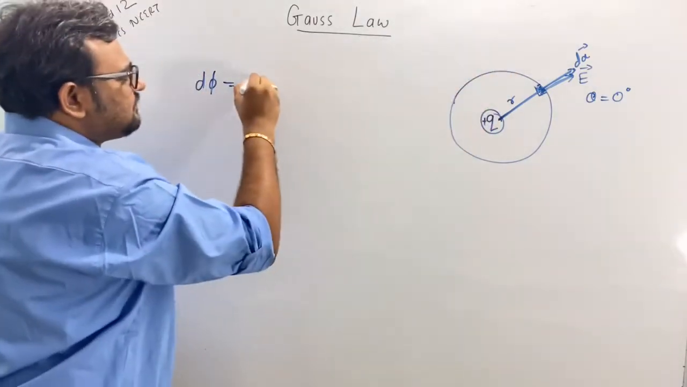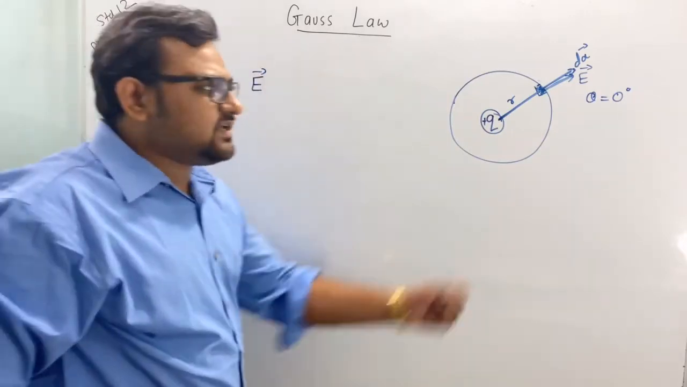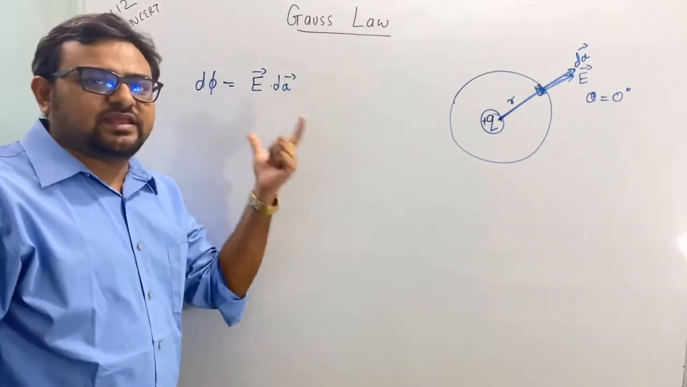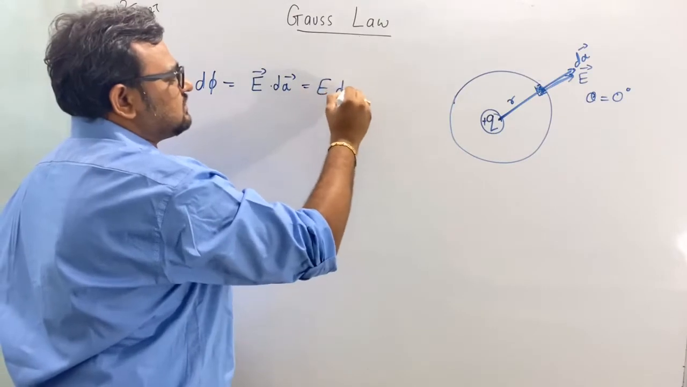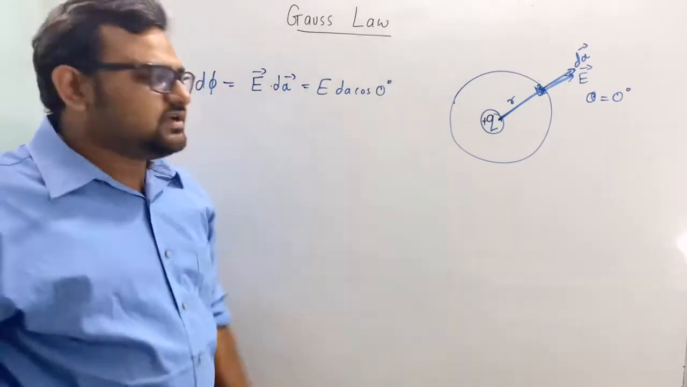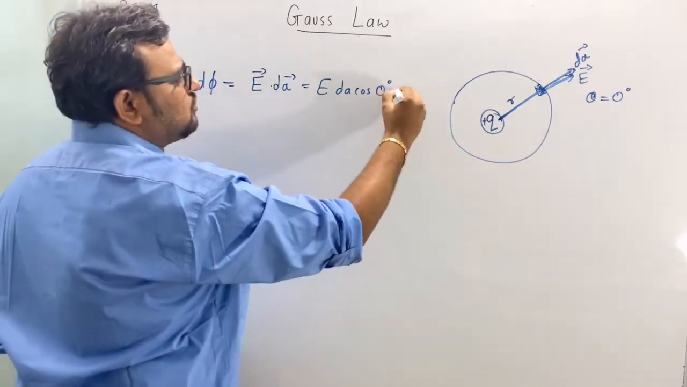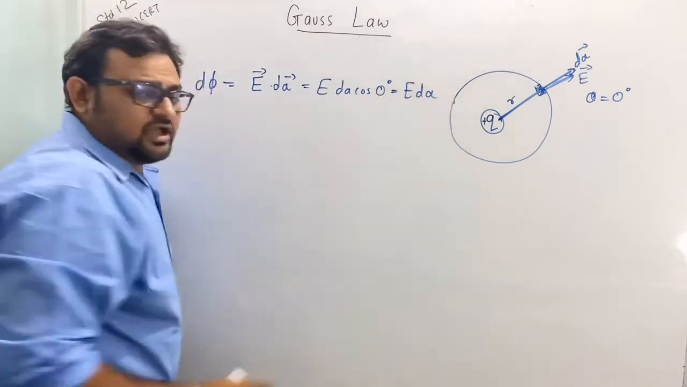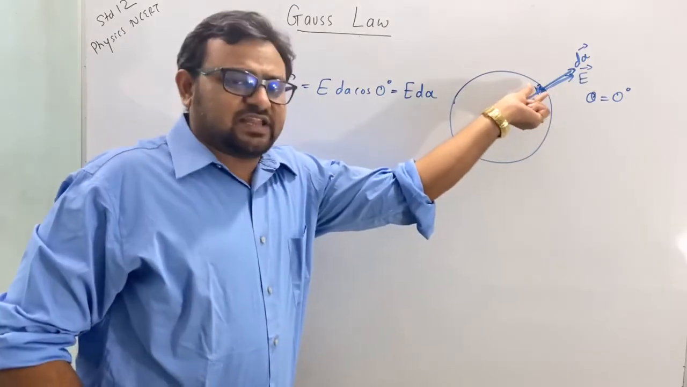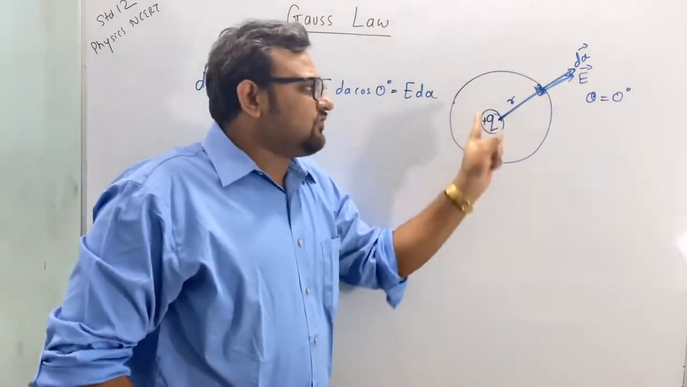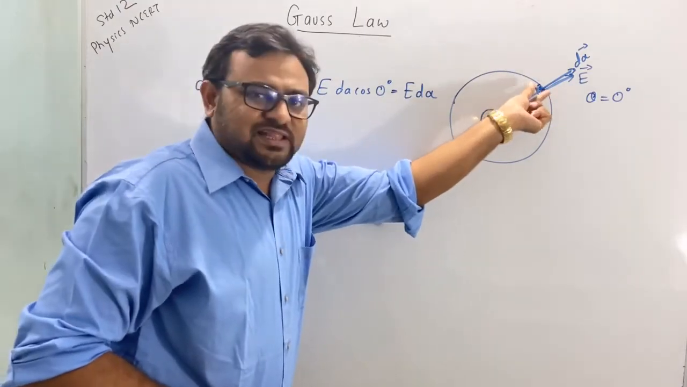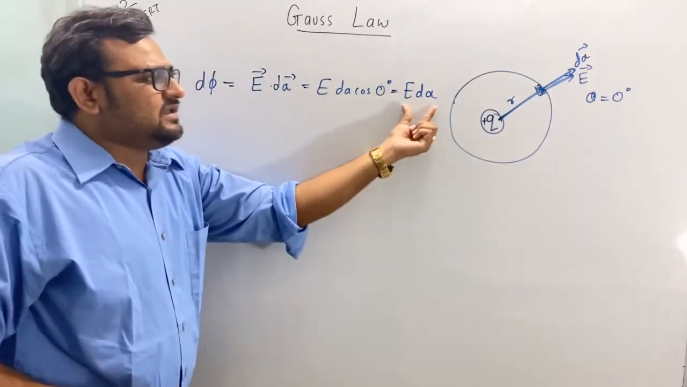So what is the electric field? E. And what is the area? dA. So it is a dot product, E dA cos 0, because the angle between E and dA is 0. So this will be equal to E dA. So what we have done, we have selected a very small area element and found out the flux passing through it. The small amount of flux passing through this selected area is E dA.